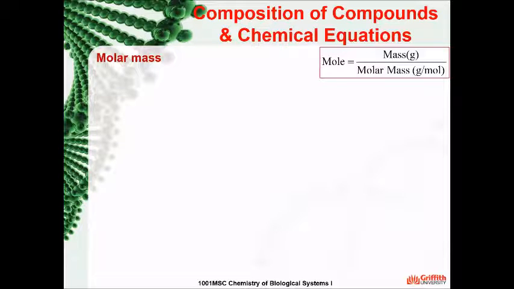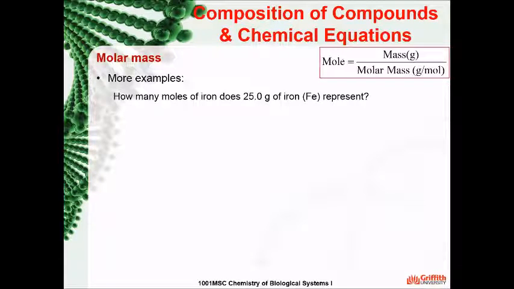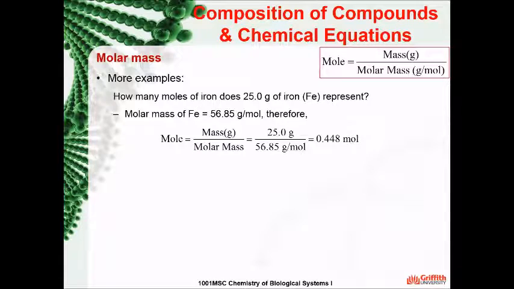Now let's look at another example. How many moles are there in 25 grams of iron? To calculate the moles of iron, we need to find the molar mass of the iron. From the periodic table, the molar mass of iron is 56.85 grams per mole. Therefore, moles equals 25 grams over 56.85 grams per mole, which will equal 0.448 moles.